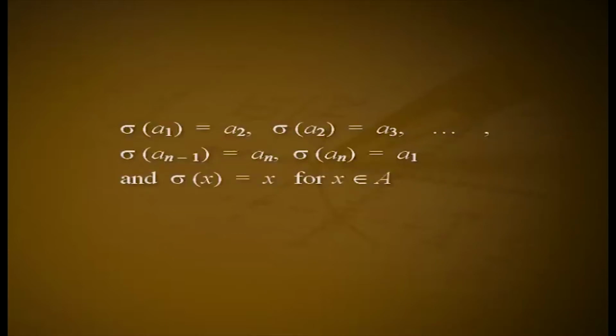Definition. A permutation σ of a set A is a cycle of length n if there exist a1, a2, ..., an belonging to A such that σ(a1) = a2, σ(a2) = a3, ..., σ(a_{n-1}) = an, σ(an) = a1, and σ(x) = x for x belonging to A but x not an element of the set {a1, a2, ..., an}. We write σ in the cyclic notation as σ = (a1, a2, ..., an).